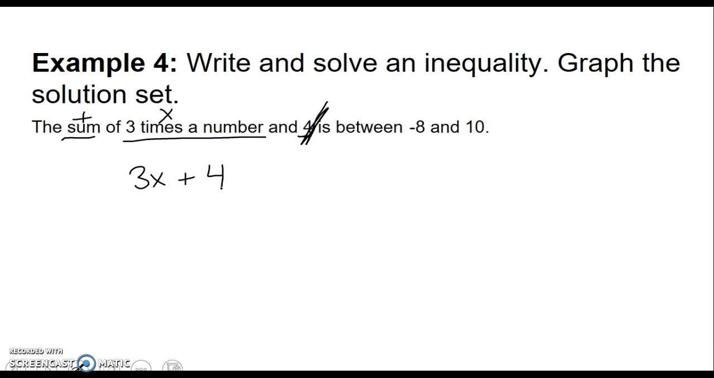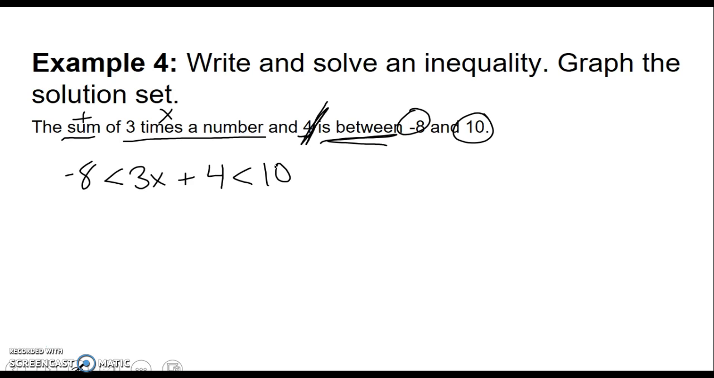I know that this is between negative 8 and 10. So again, this is like an and inequality. I'm going to set this up to be between the two. The way we do that, set up your inequality signs on either side, and then fill in the numbers. So now this says 3x plus 4 is greater than negative 8, and 3x plus 4 is less than 10. That ends up being between the two numbers. That's the way we denote that.